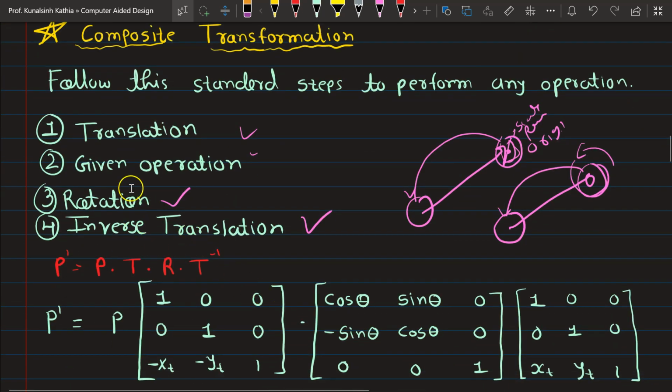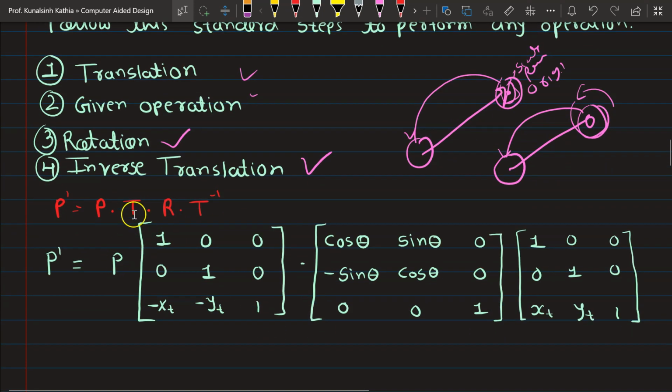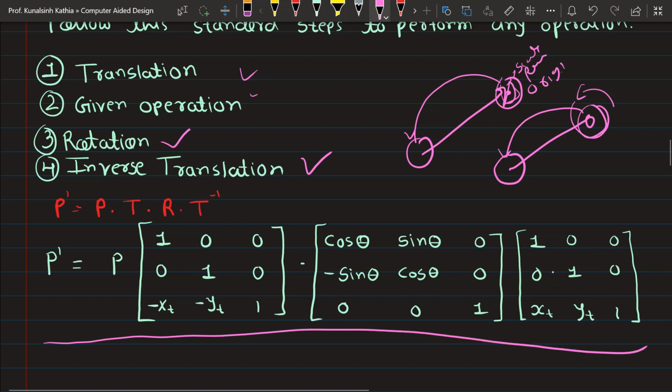These equations are the methodology I have shown you here. P is the original point, then the translation matrix, the rotation matrix, and this is the inverse translation matrix. You need to pause this video and note it down in the notebook. These are the standard equations.